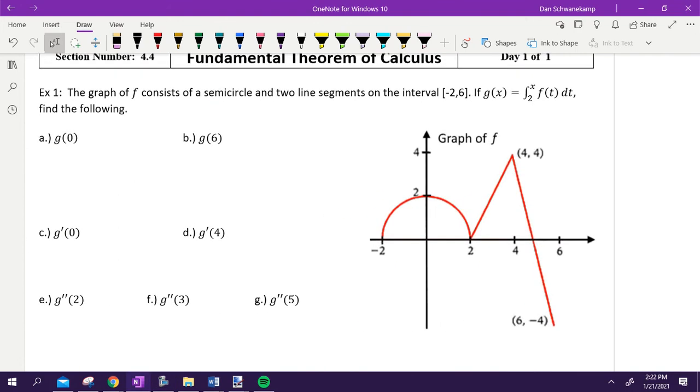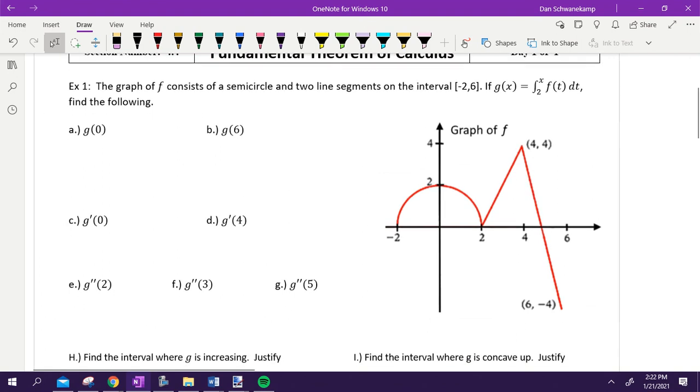If I gave you a graph and asked you to find where g is increasing or decreasing or concave up, concave down, we were really good at that. We're just adding a layer today and be able to talk about integrals as well. All right, the graph of f consists of a semicircle and 2 line segments. On this interval, g of x is equal to that.